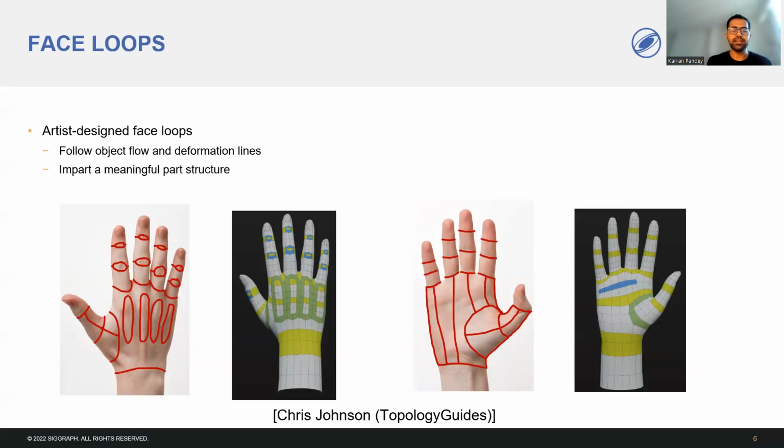Artist-designed face loops created via extrusion-based modeling workflows or hours of retopology sessions typically have few self-intersections and are designed to follow object flow lines while implicitly providing a meaningful part structure and object skeleton to the mesh.